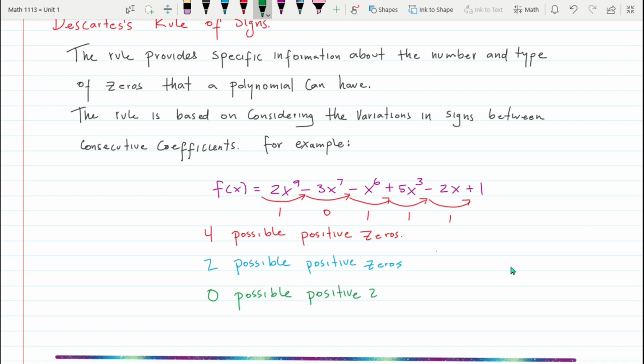That you could have a case where you have 4 possible zeros. You could have 2 or you could have 0. So in other words, you're looking at this as if it was different cases. Case 1, case 2, and case 3. After this, we're going to talk about how to figure out the negative zeros of it and the other possibilities.